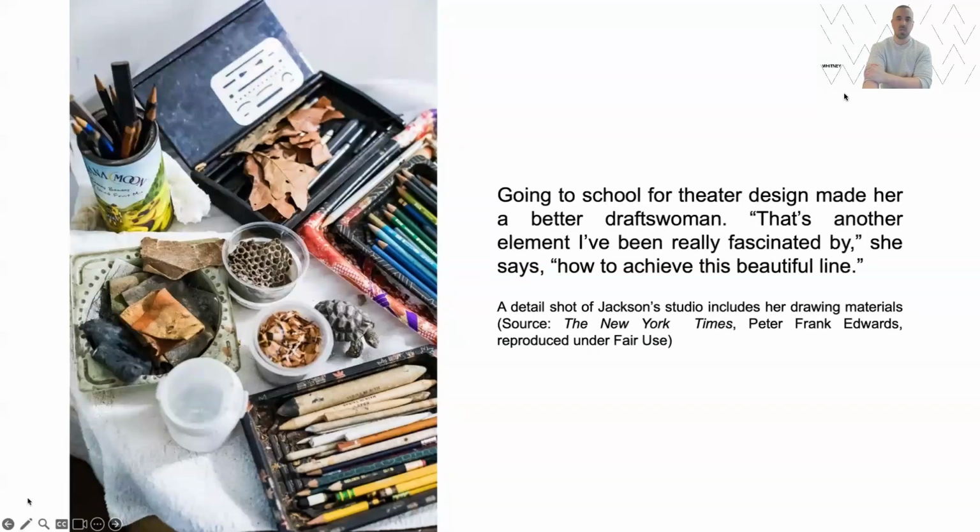She mentioned here, this is a quote, "Going to school for theater design made her a better draftswoman." And here a direct quote from Suzanne Jackson: "That's another element I've been really fascinated by," she says, "how to achieve this beautiful line." So again, she's thinking about beauty. She's not ignoring questions of beauty, and she's not ignoring ideas of beauty, but she is reconceptualizing them, redefining them.